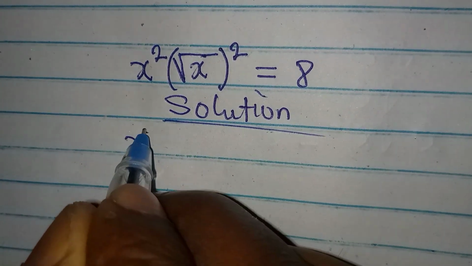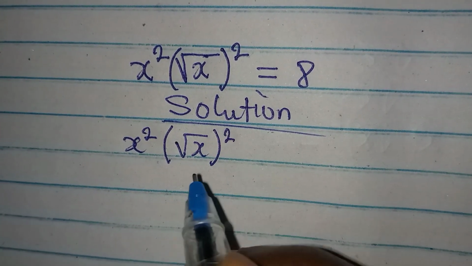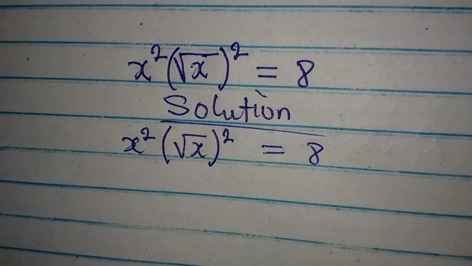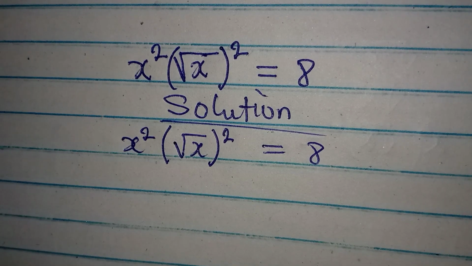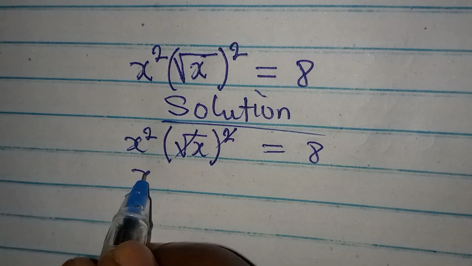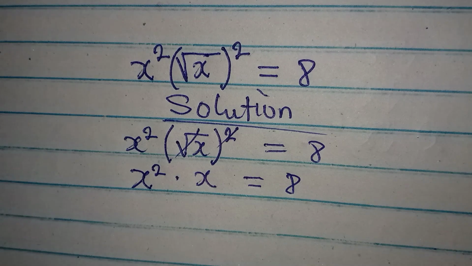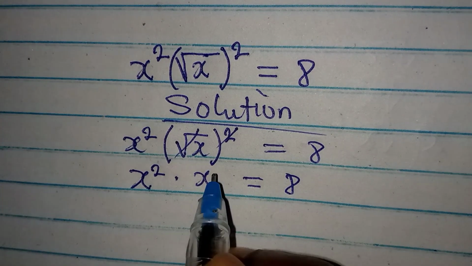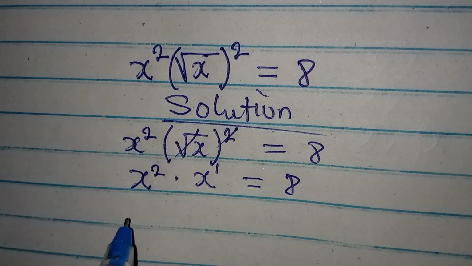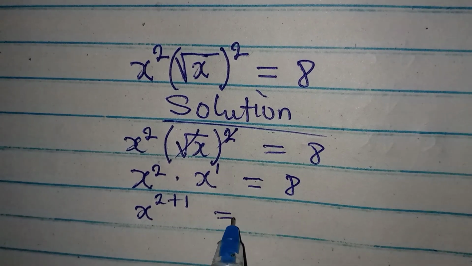We have x squared multiplied by square root of x to the power of 2 equal to 8. The question says we should solve this completely. And by the way, this can go with this, right? So we have x squared multiplied by x equal to 8. Is that okay? And this x is the same thing as x to the power of 1. So you can pick one of them according to the law of indices, and we'll have x to the power of 2 plus 1, which will be equal to 8.